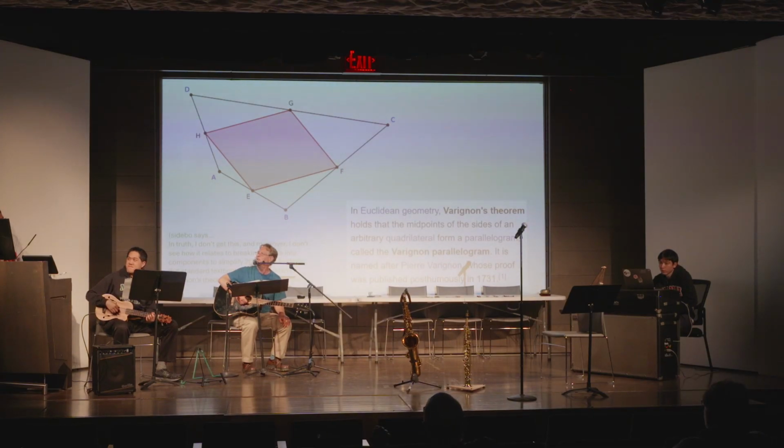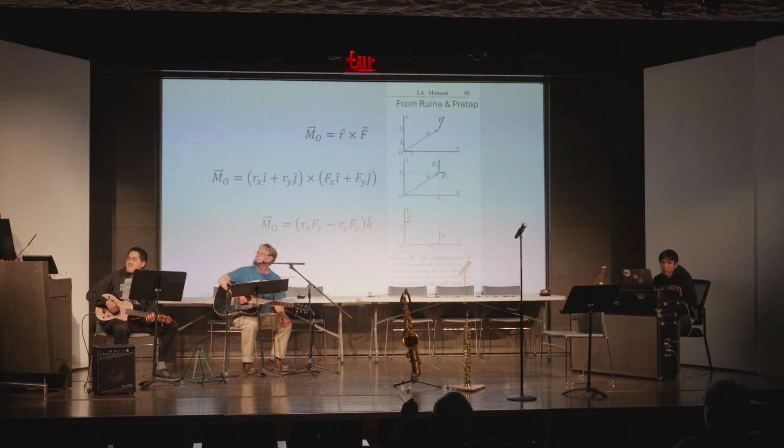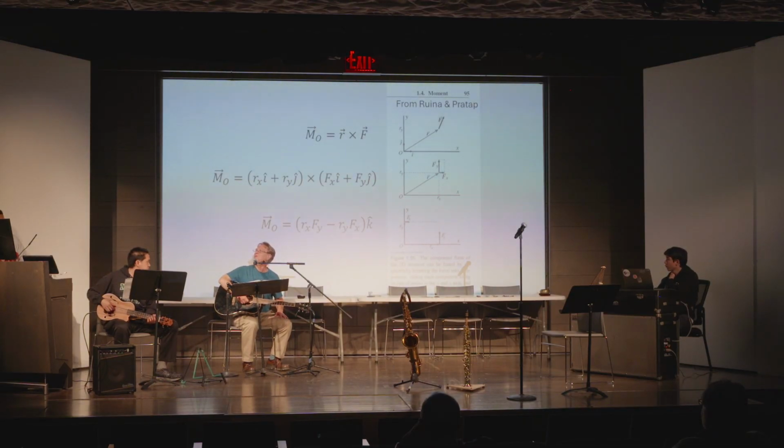And the next slide shows what you're really doing: you're taking a vector, M = R cross F, and you're breaking R and F into i and j components to make it easy to calculate. It becomes an automatic thing that you do as a mechanical engineer, but it takes a while for some people to figure out that it's not the distance between O and the point, it's the perpendicular distance.